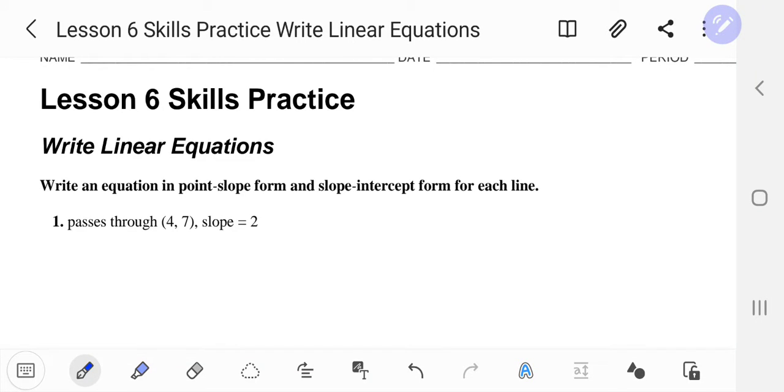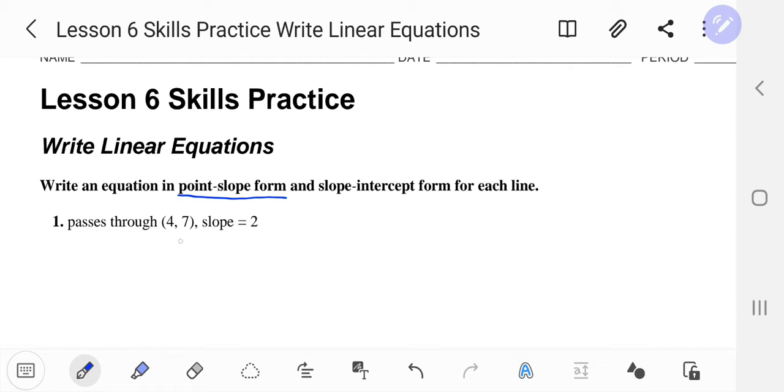Hey everybody. So it looks like a lot of you did well on your lesson yesterday. We're going to do a little extension today. You should be good with the first part of these directions when we write these linear equations. It says write an equation in point slope form.